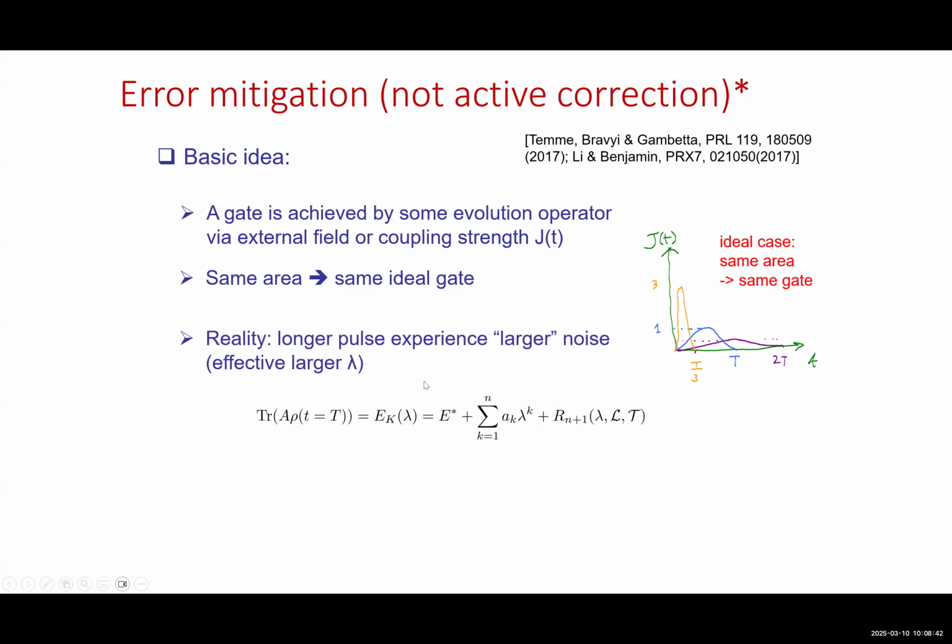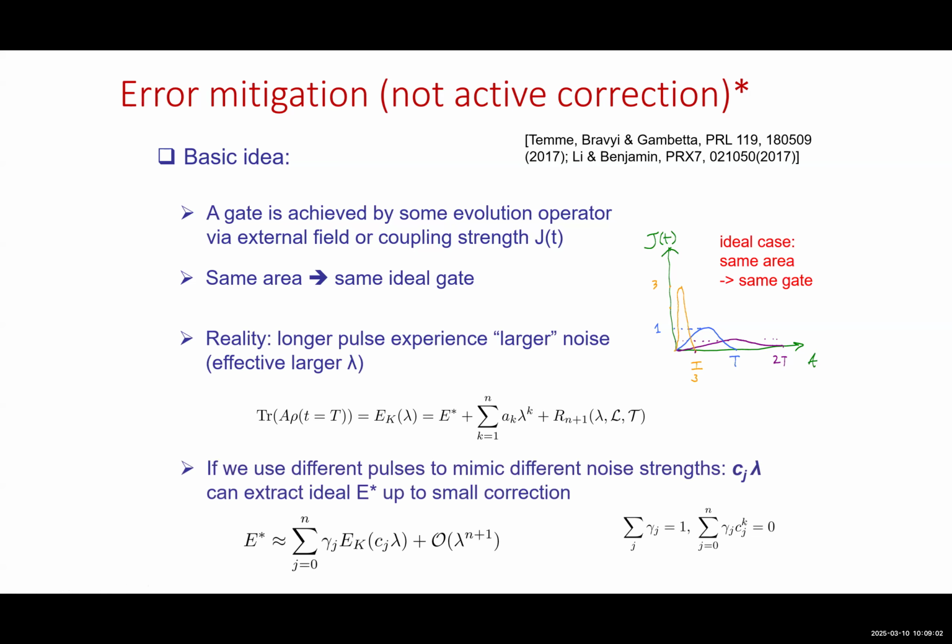So the idea is to assume that this is a small error, so you can do a series expansion. This lambda represents the strength of the error. And as lambda goes to 0, that would be the ideal, zero-error expectation value. Okay.